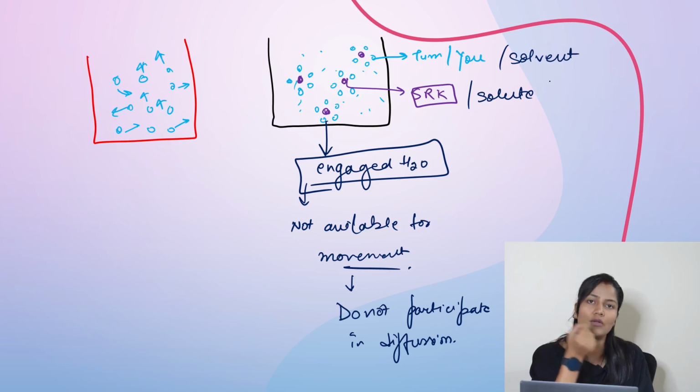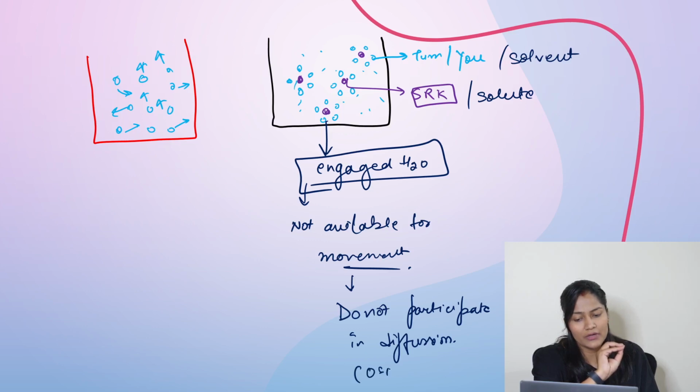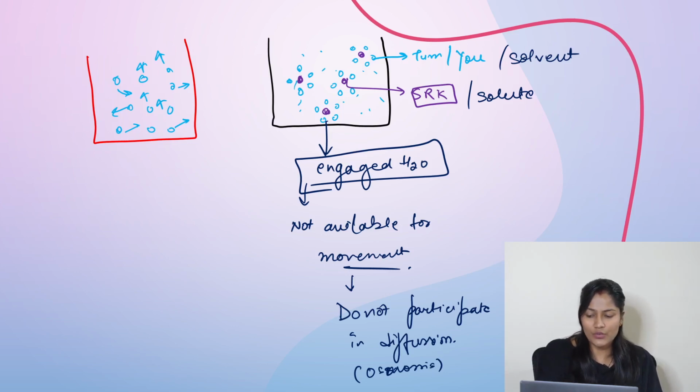सो पहले सॉल्वेंट मॉलिक्यूल्स अवेलेबल थे. Now the solvent molecules are not available for any movement, so they are not going to participate in the process of diffusion, और in simple words osmosis में help नहीं करेंगे, osmosis में participate नहीं करेंगे. ठीक है, समझ में आया concept? So this is what we are talking about.